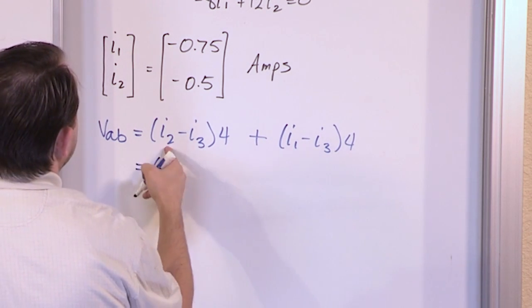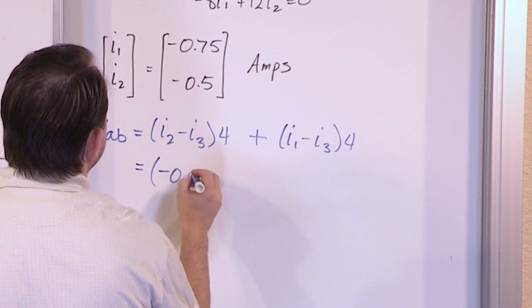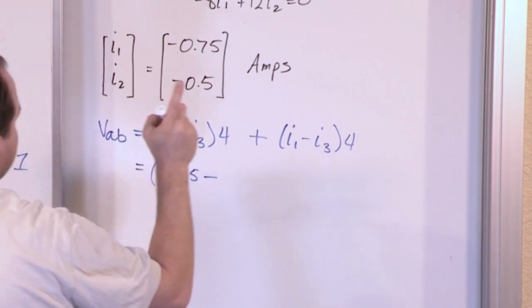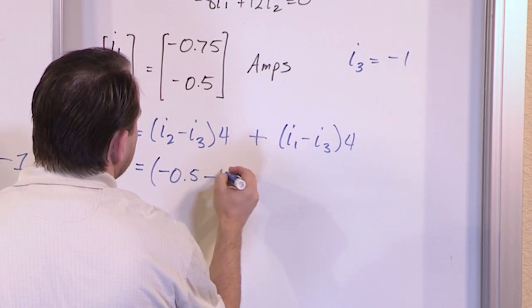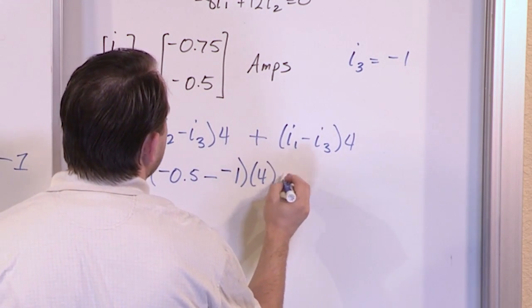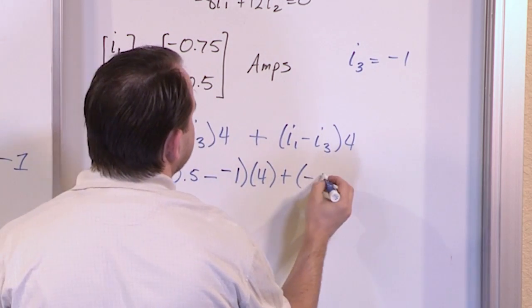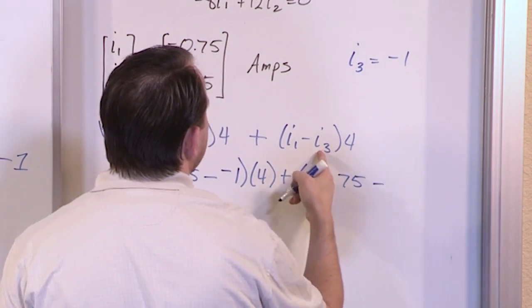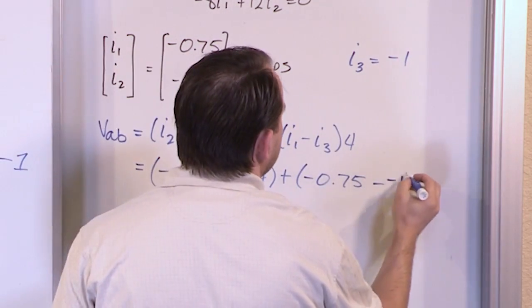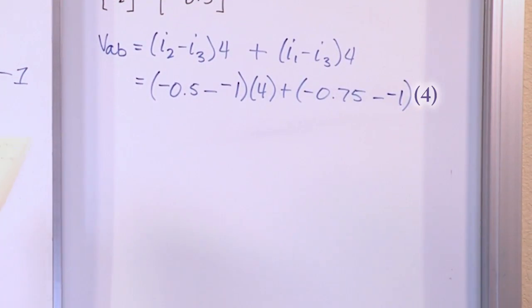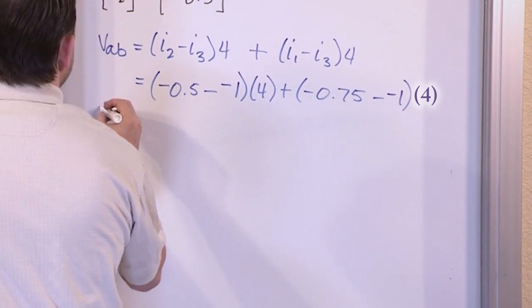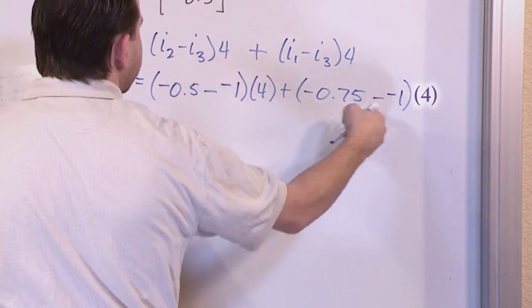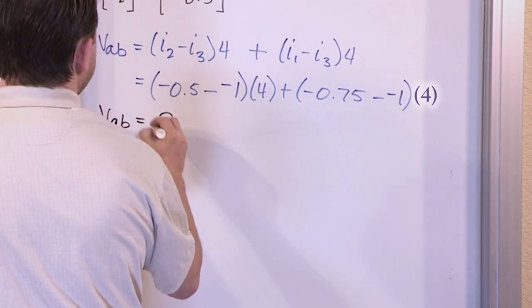So what you're going to have here, since we now know I sub 2, negative 0.5 minus I sub 3, don't forget, I sub 3 we found early on, that's negative 1. So here, it's a minus sign, minus negative 1 times 4, plus I sub 1, negative 0.75, minus I sub 3. I sub 3 is negative 1, like this. So negative 0.5 minus a negative 1 times 4, negative 0.75 minus a negative 1 times 4. All right, so when you do all of this calculation here, VAB, you're going to get a nice number, 3.